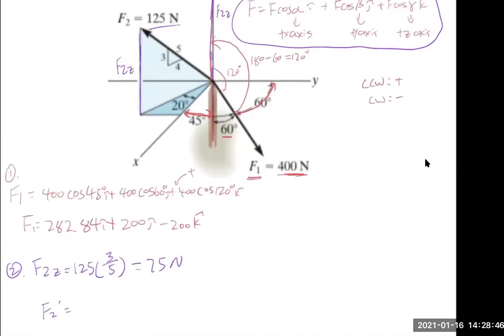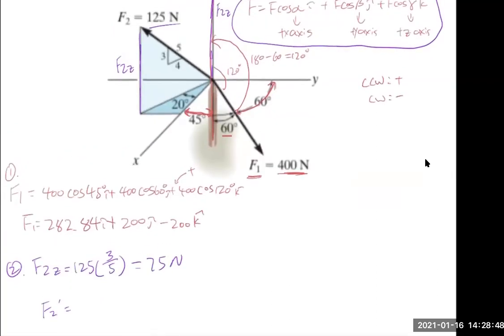Okay, so here's where it gets tricky. I want you guys to know, in a 3D problem like this, F2 prime is always this one. It's always this. If you know that, that's crucial. That's the easiest way for you guys to work out a 3D problem. F2 prime is always here, or any kind of prime force is always this one.